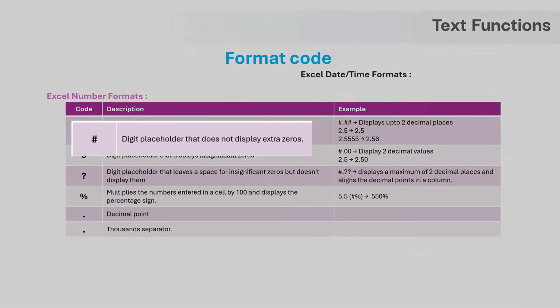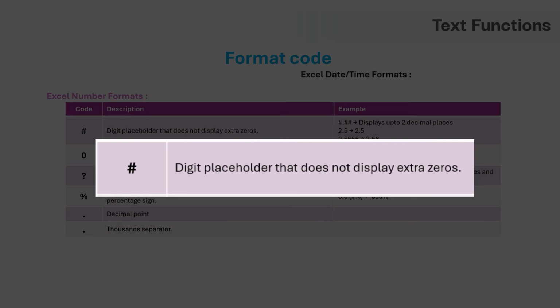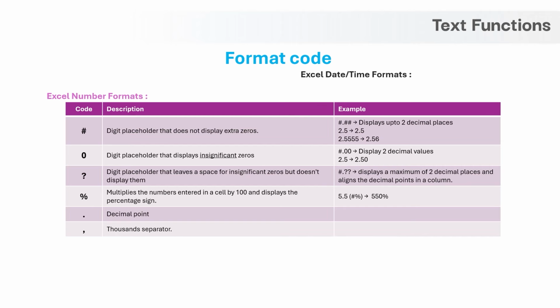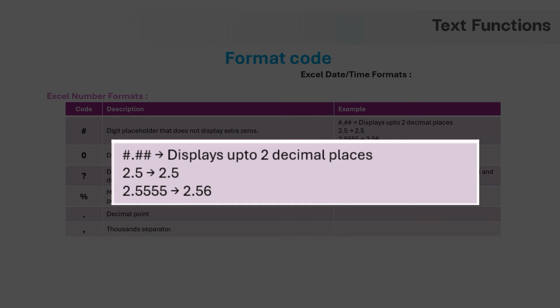The first special character is hash, and it literally represents the number without displaying any extra zeros. Say for example, if you provide the format code as hash.hash, it will display the value up to 2 decimal places. If the input value is 2.5, it gives the same value as output as it has only 1 decimal place. If the input value is 2.5555, then it will round off the value and display the output as 2.56. That is how it formats the input value with 2 decimal places.